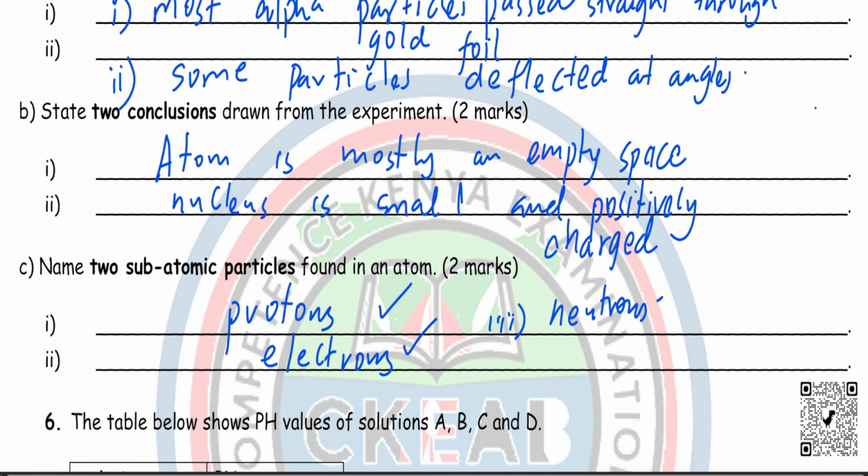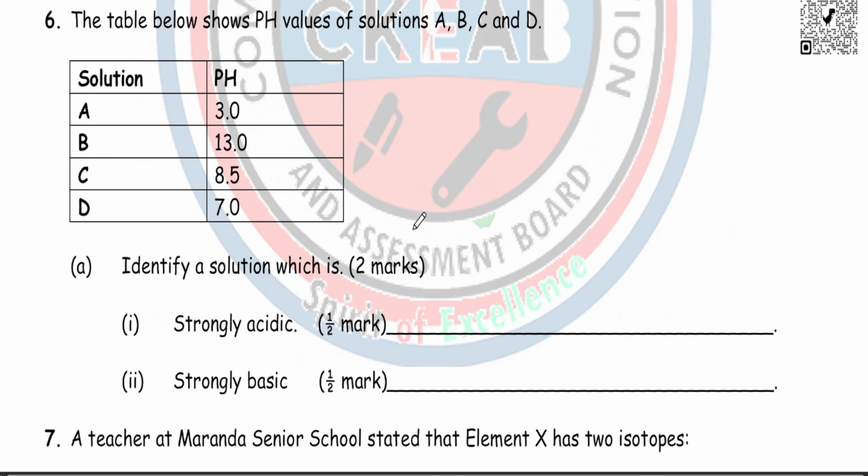Question 6 now. The table below shows pH values of solutions A, B, C, and D. A, pH of 3.0, B 13.0, C 8.5, D 7.0. Now pH is just an indicator to show that a substance is either acidic or basic. It's just a value, if it is 7, obviously you know it's neutral. So anything that is 7 is neutral.